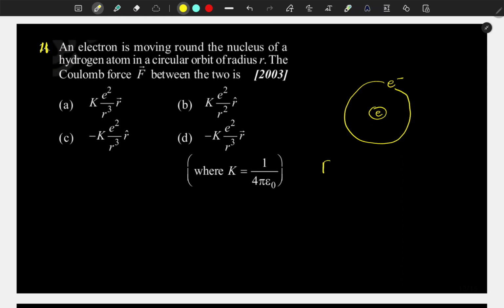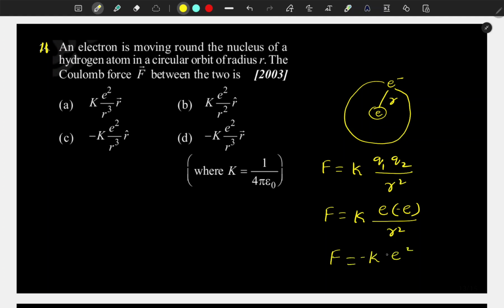The electrostatic force is K Q1 Q2 divided by r square. r is the radius. So F is equal to K, Q1 is E, Q2 is minus E, divided by r square. So we'll get F is equal to K E square divided by r square with minus sign. Since this option is not there, because here plus sign is there, actually we should have minus sign there. So if you write this in vector form, what do you get?